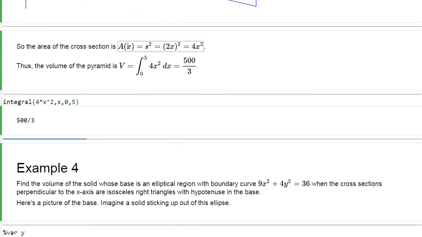So my area function, the area of the square, is the side of the square squared, and we saw that s is 2x, so we get (2x) squared, and so we get 4 times x squared. I'm going to integrate that from 0 to 5 because x ranges from 0 to 5. The answer, I had Sage do it, though again this is not a hard integral to do yourself, is 500 thirds. And if you look up the formula for a pyramid from geometry, you would see that that does agree.